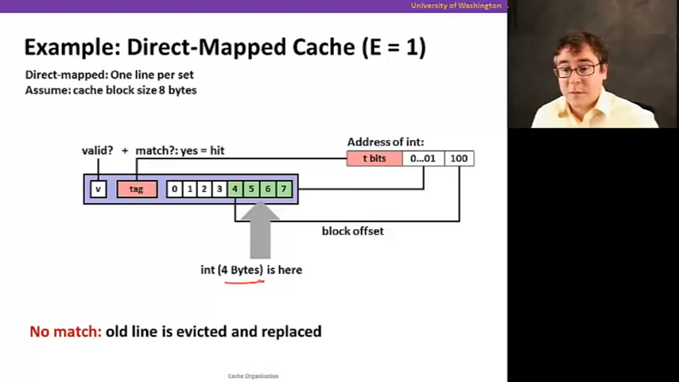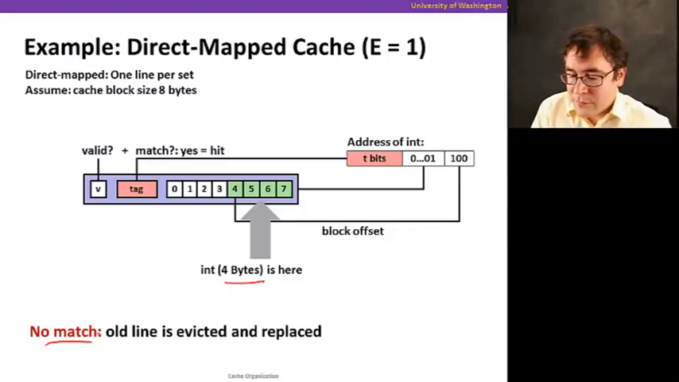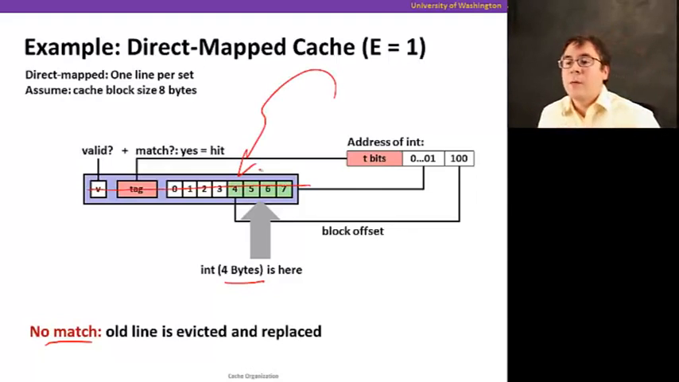Great. Now, if there's no match, if it's a cache miss, what's going to happen? The old line, whatever was here, is going to be scrapped away. It's going to be thrown away, and the data that comes back from memory is going to replace the data that was there. Now we know how reads work on a direct mapped cache.